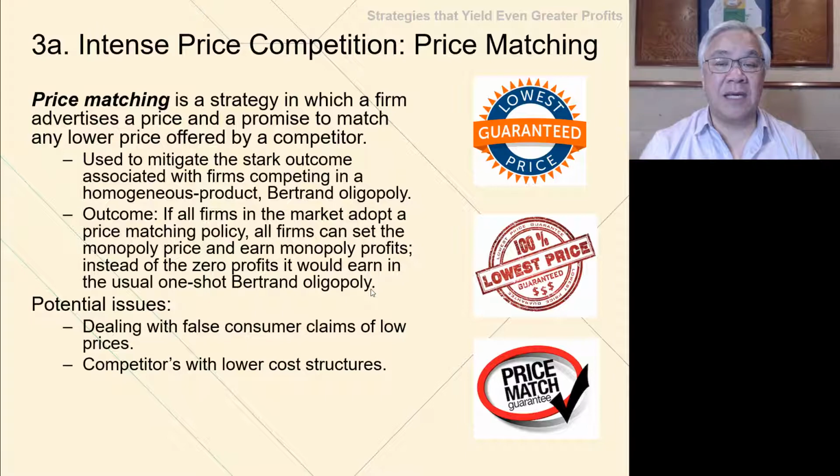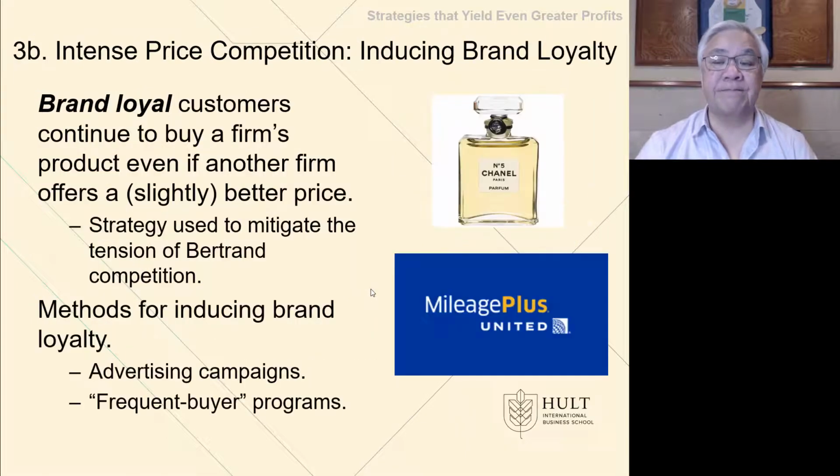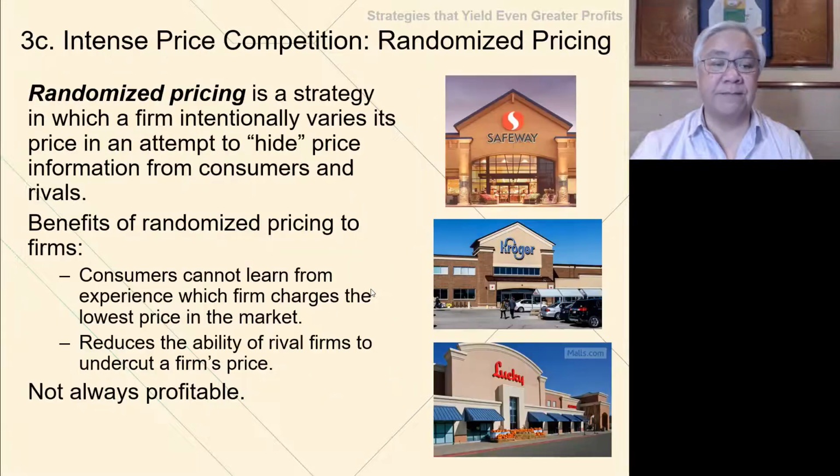The next is the competitors with lower cost structures would have a pretty big advantage here, where they could conceivably drive other competitors out of the market. The next approach is to look at brand loyalty. In this case, like advertising, like Chanel, they would build brand loyalty through advertising, and that might mitigate some of the lowering of prices across similar products. The other is to have brand loyalty through loyalty programs, things such as Mileage Plus for United Airlines.